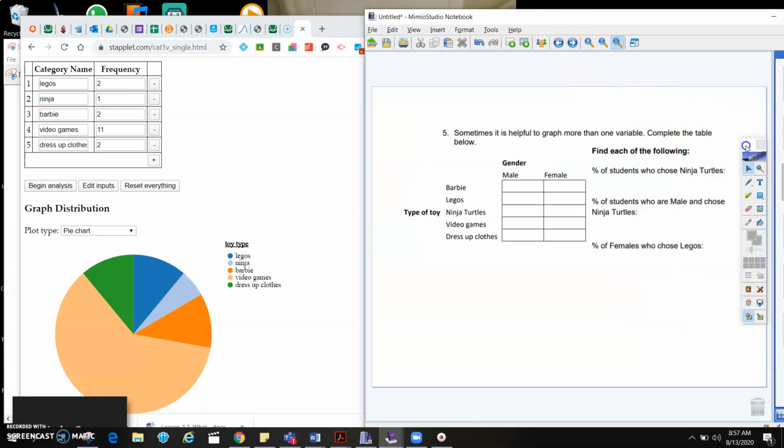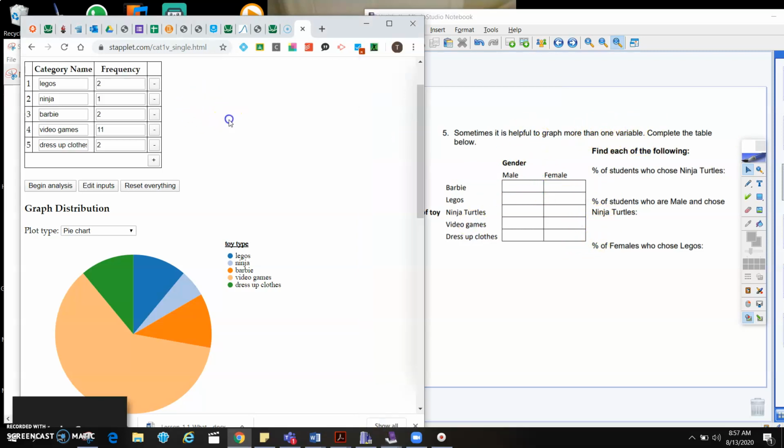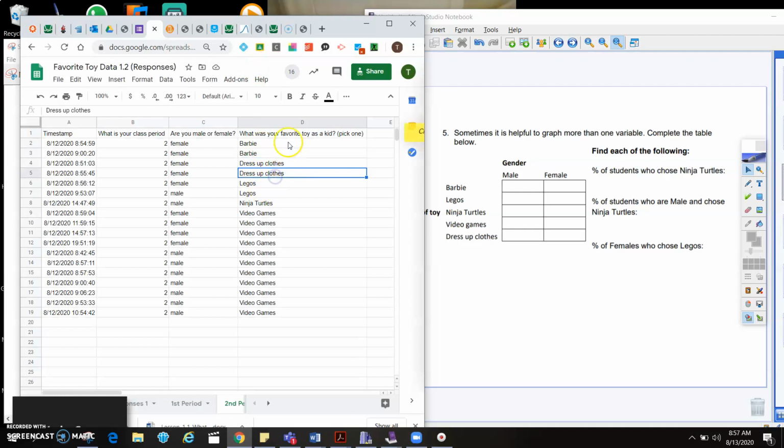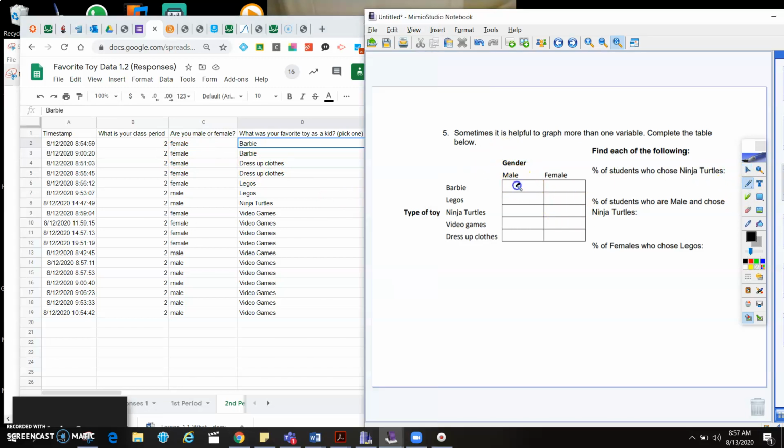All right, so let's go ahead and answer the next question. It says, sometimes it's helpful to graph more than one variable. So now we're adding in the fact that there's males and females. We're going to go back to our data, and look at, of the people who said Barbies, how many were female and how many were male. So 0 males, 2 females.